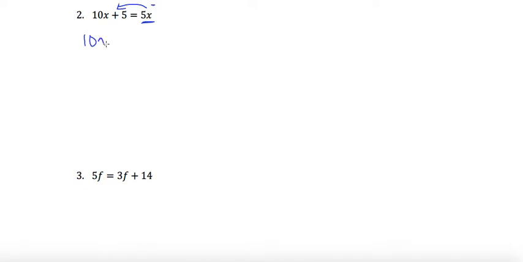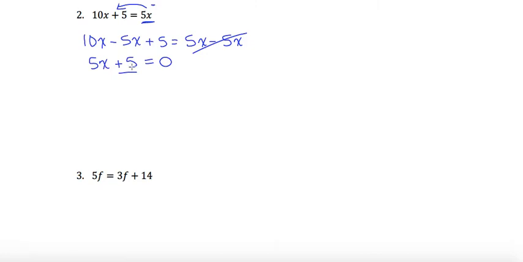So I have 10x take away 5x plus 5 is equal to 5x take away 5x. So 10x take away 5x is 5x plus 5. And 5x take away 5x is 0. So I'm left with 0 on the right-hand side. I need to keep my 0 here because otherwise it's no longer an equation if I don't write anything else there. So now I want to move my positive 5.